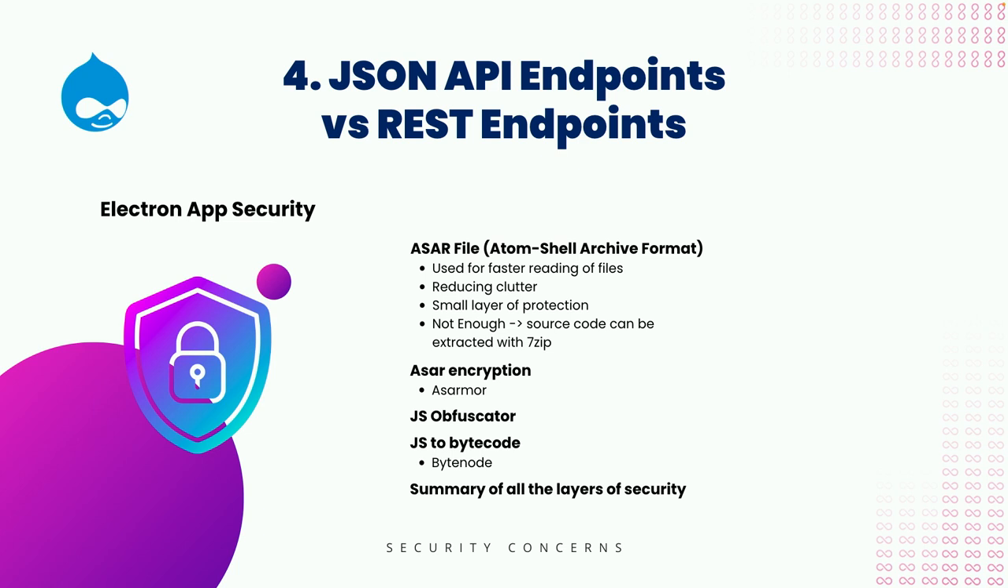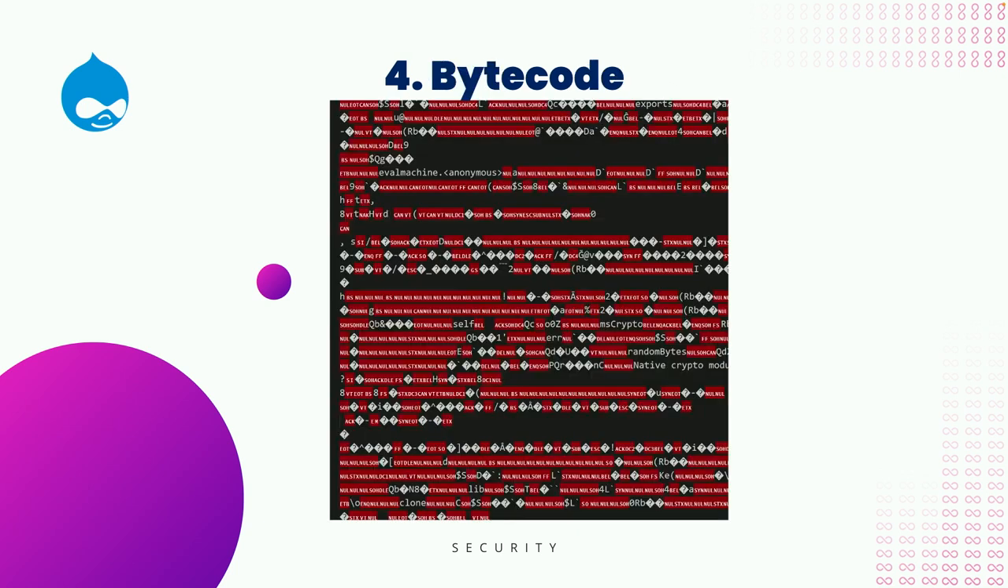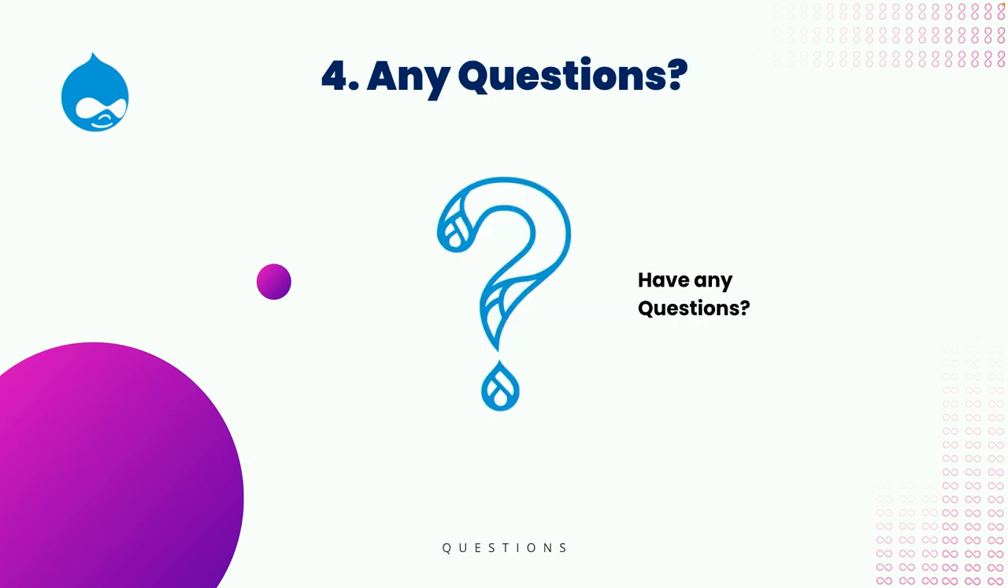So to show what this looks like, this is what it looks like if you use the obfuscator to secure your code. Very hard to tell what it's doing. It's hard to reverse engineer this. And then with the bytecode, everything turns into bytecode besides strings. So your actual code is very, very well protected. A combination of all three is what I recommend. So any questions?